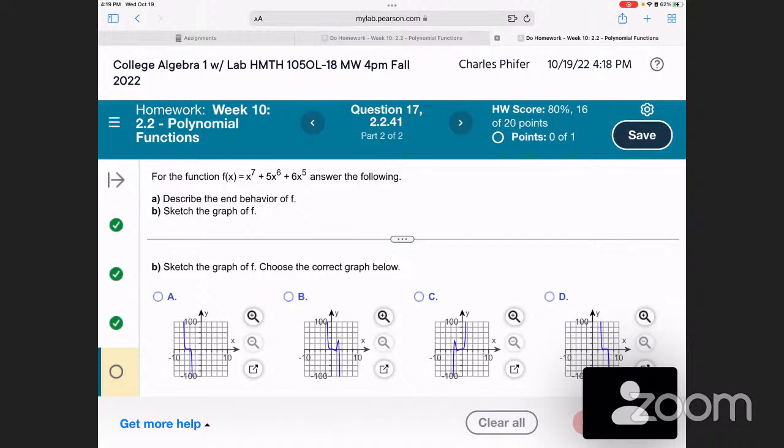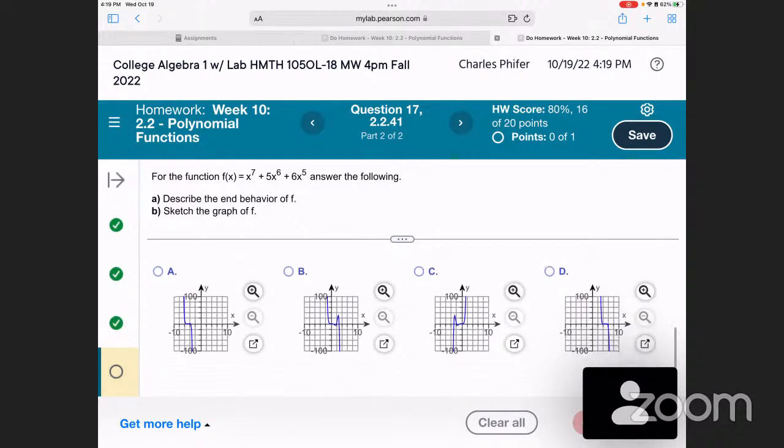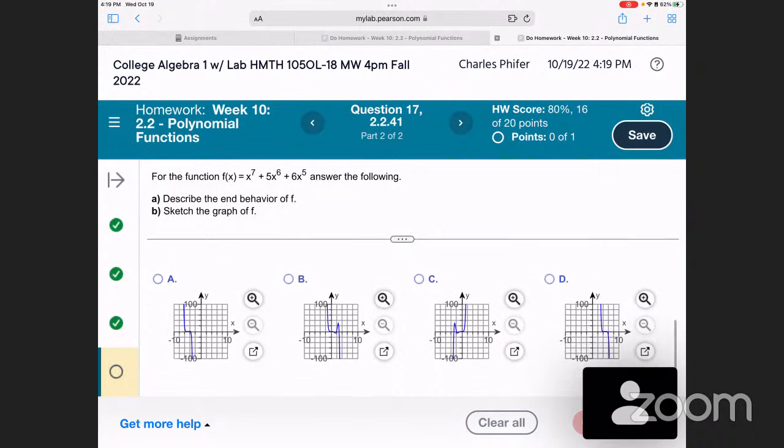So we said it falls to the left and rises to the right. It looks like only one of these graphs does that, which is C. I'm just going to go with C because it falls to the left and rises to the right.